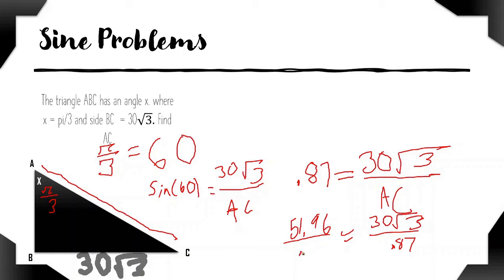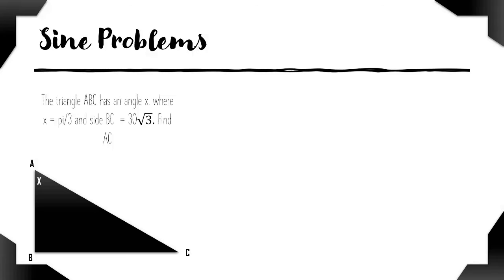Divide that by 0.87 and we get 59.73. And we can just round this up to 60. And that's how we figure out the side AC. So the side AC is equal to 60.